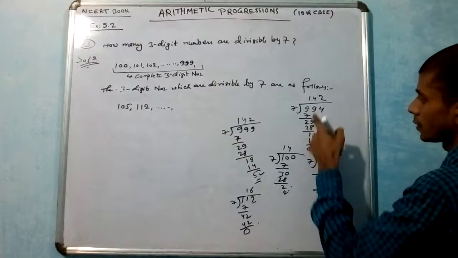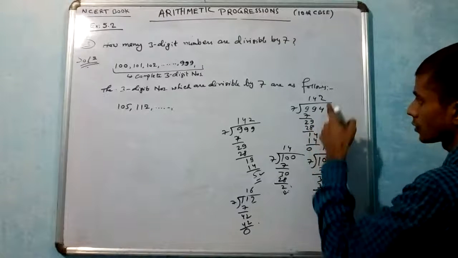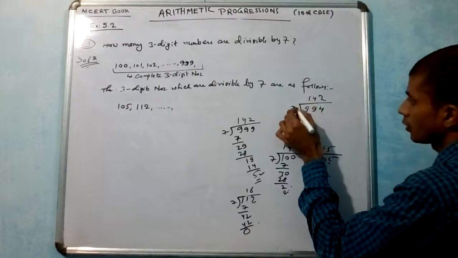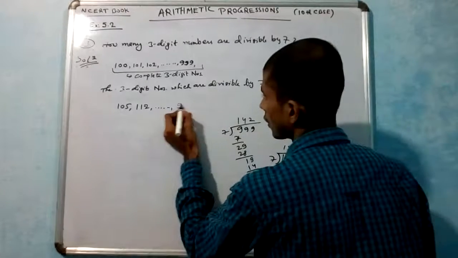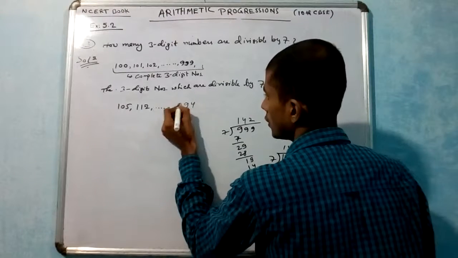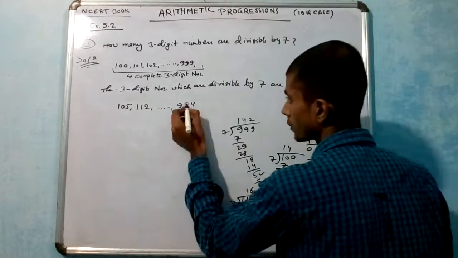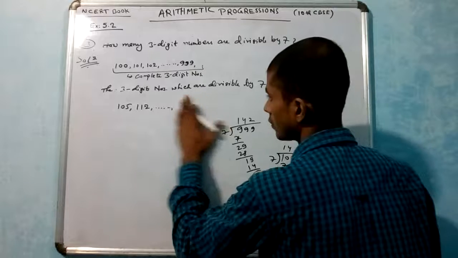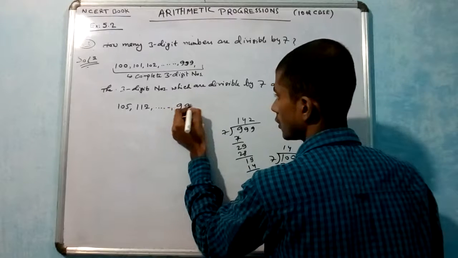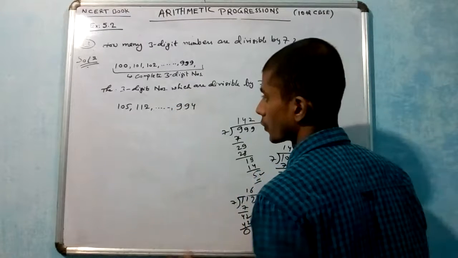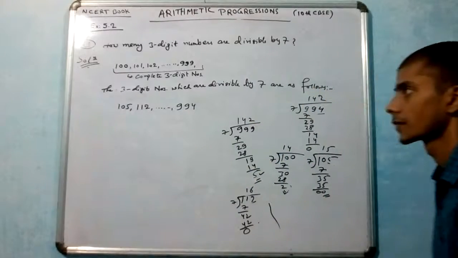7 1 is 7, 2 is coming 9. 7 4 is 28, 1 is 14. 7 2 is 14, 0. So this 994 is our last number which will be divisible by 7. This is the last 3-digit number which will be divisible by 7. Yes. Now we got our AP.